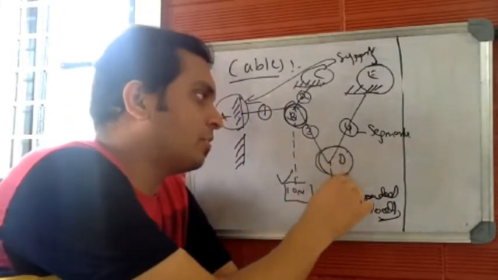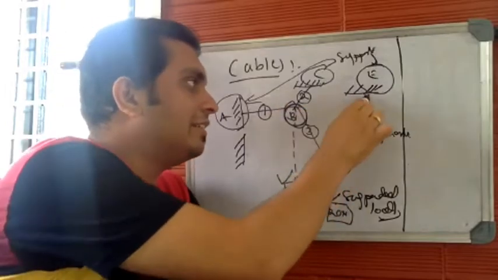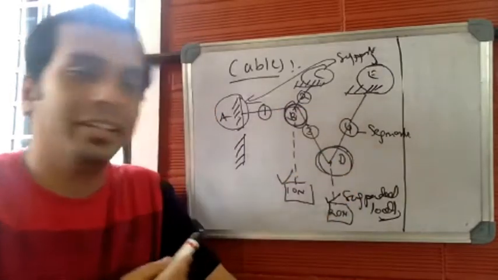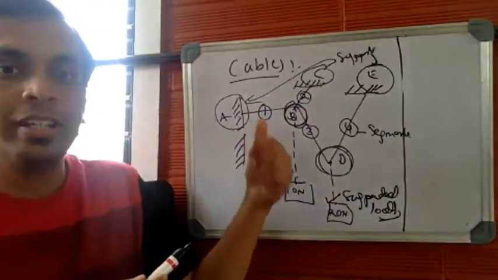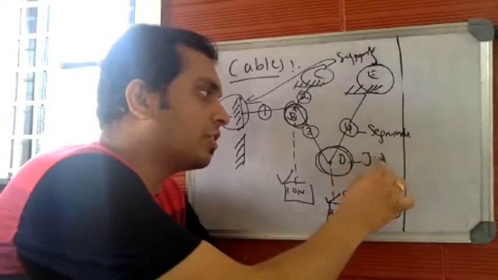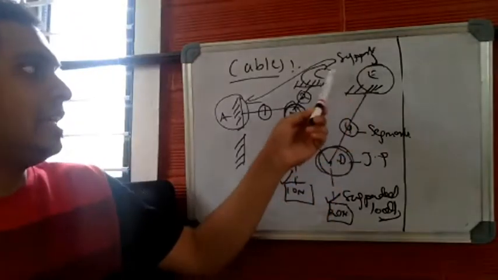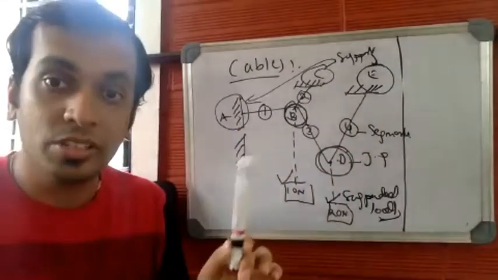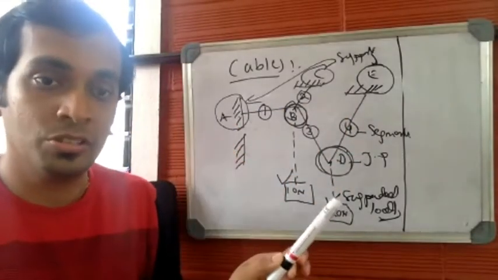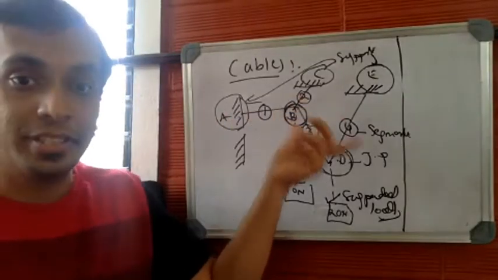Even D is a junction point, is it not? You have BD and DE, 2 cable segments coming and meeting at D. So in this particular example, you have 2 junction points, B and D. Whereas E, C, and A are not junction points. Those are the supports. Hope this is clear.